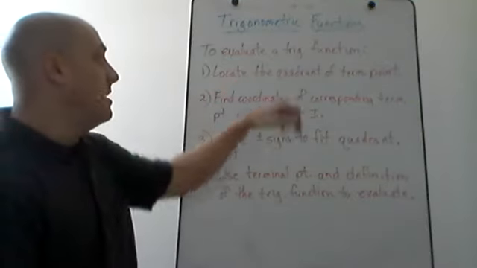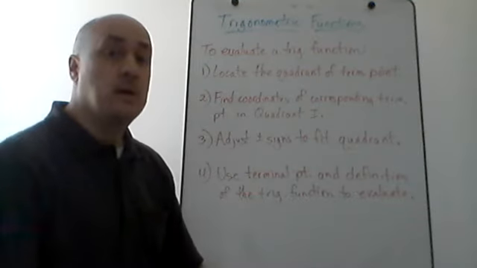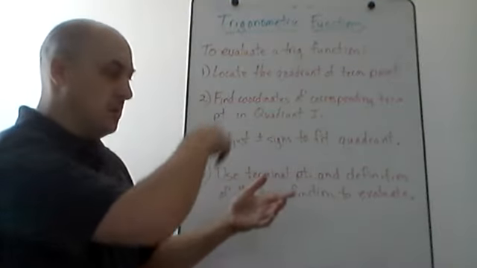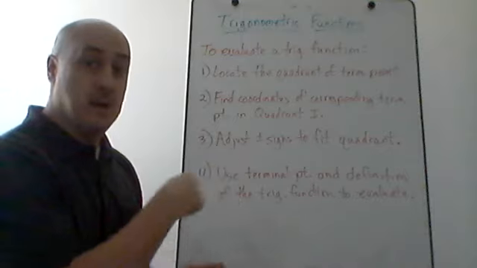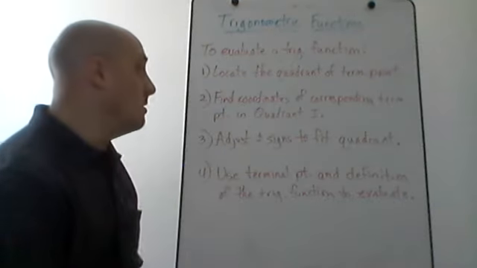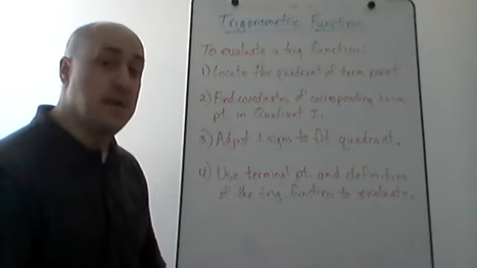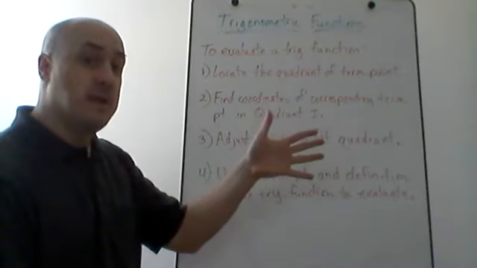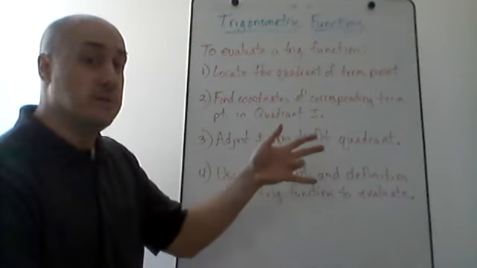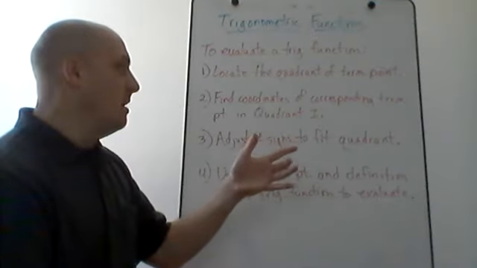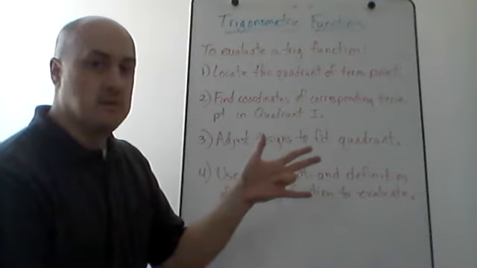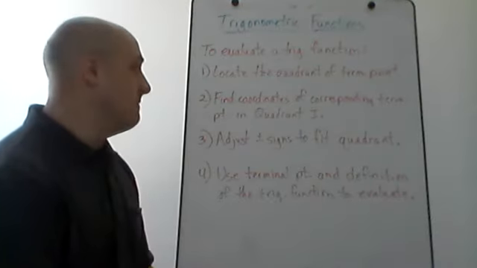So first thing, locate the quadrant of your terminal point. There's four quadrants. You have to figure out for this t value, when I go around the unit circle, which quadrant do I end up in? That's the first thing, locate your quadrant. Then you want to find the coordinates of the corresponding terminal point in quadrant 1. For that, you can use the trig hand, which I've used in a couple of videos, and I'll use it again in this video when we do some examples. So if it's a pi over 6 number, I figure out the terminal point for pi over 6 in the first quadrant.